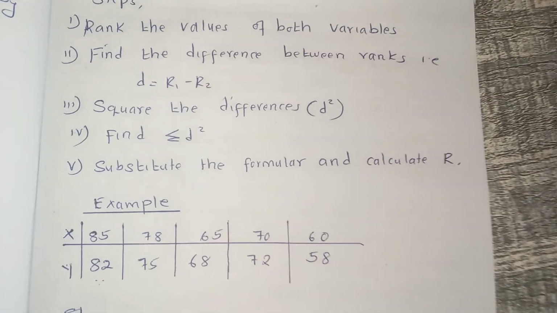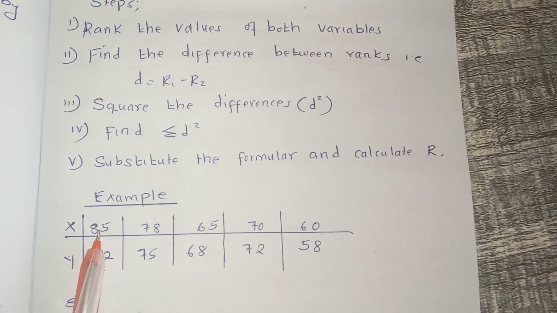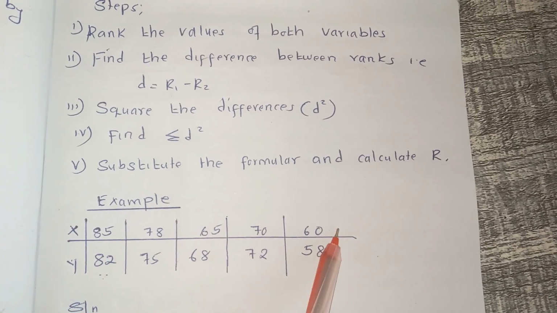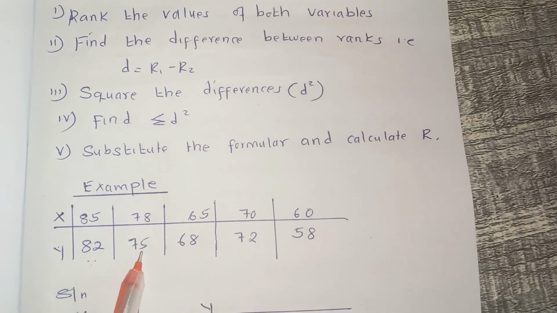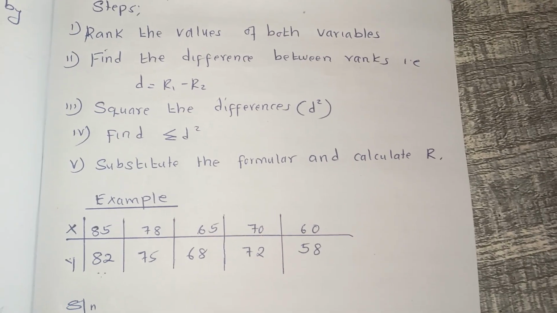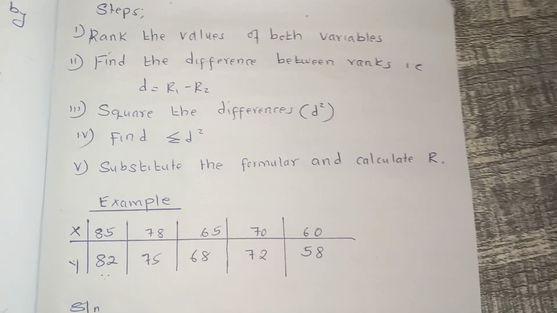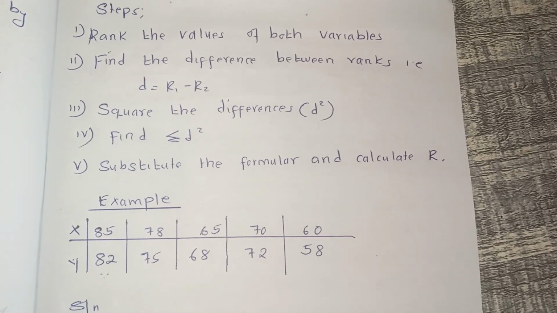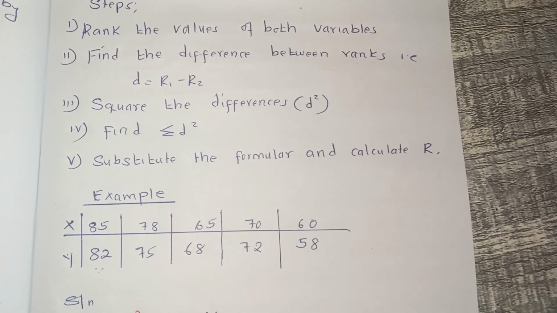So you have been given this question. We have X values running from 85, 78 all the way to 60. We have our Y values running from 82, 75 all the way to 50. Remember, in the previous video, I told you that the moment you have been given data arranged horizontally, it is up to you to arrange it vertically, and then from there you apply the formula so that you can get the correct answer.